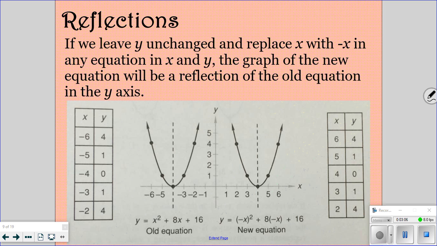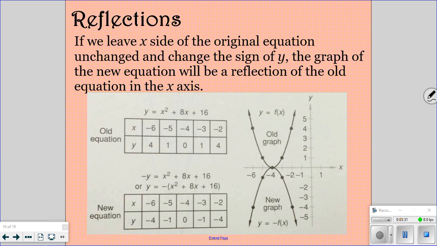Okay, if you leave your y value unchanged and you replace your x with negative x, then it's going to become a reflection across the y-axis. So they've changed our x's to negative x. So this one still stayed as x squared, but it's going to become minus 8x and then plus 16. So it's going to flip it across the y-axis. And then if we leave the x values unchanged and we change the y values, then it's going to reflect it across the x-axis. So if you change your x's, it's going to reflect it across the y, and if you change your y, it's going to reflect it across the x. It's the opposite axis that's going to be changed.